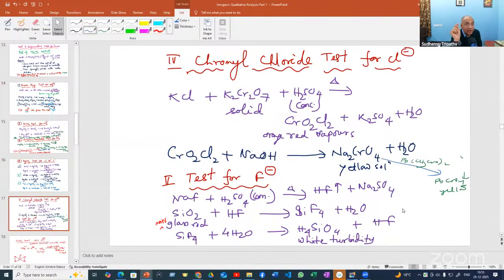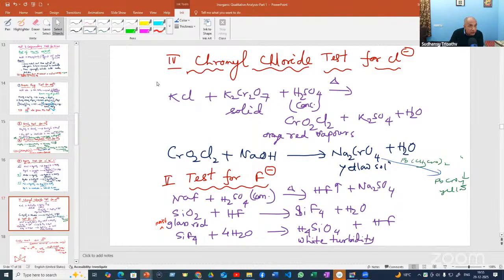Now there is another test. I'll tell you how elegantly you can first detect fluoride by this unique test called the chromyl chloride test. And then iodide and bromide, if they are present together, first you have already detected chloride. Then iodide and bromide together can be detected by another test. I'll tell you now. That is there in your book. Chromyl chloride is also there in your book.